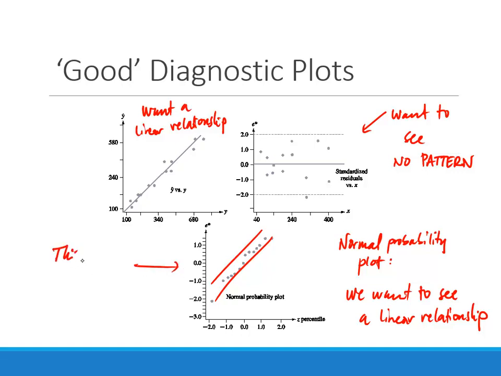this means that the assumption of a normal distribution for our error terms is an okay assumption. Okay, so this will tell us that the assumption we made about our errors having a normal distribution, which is the foundation for everything in this model, is an okay assumption. So we're looking for a straight line relationship in the normal probability plot there.